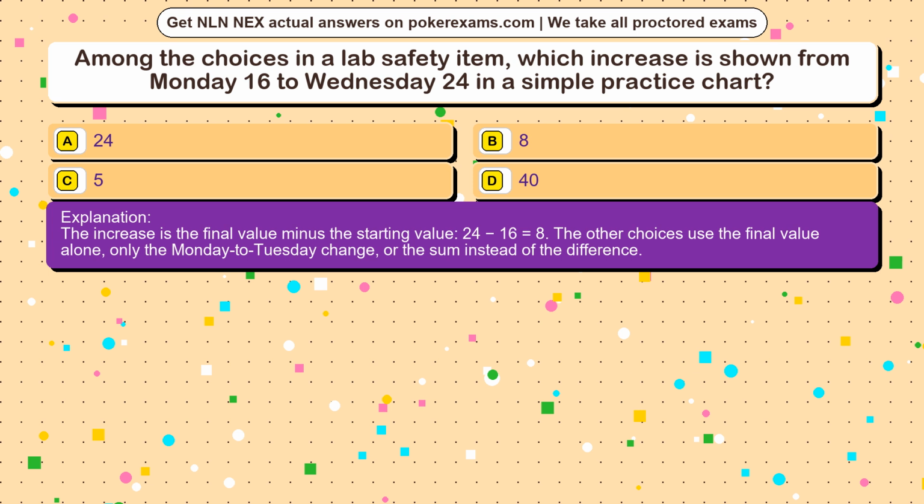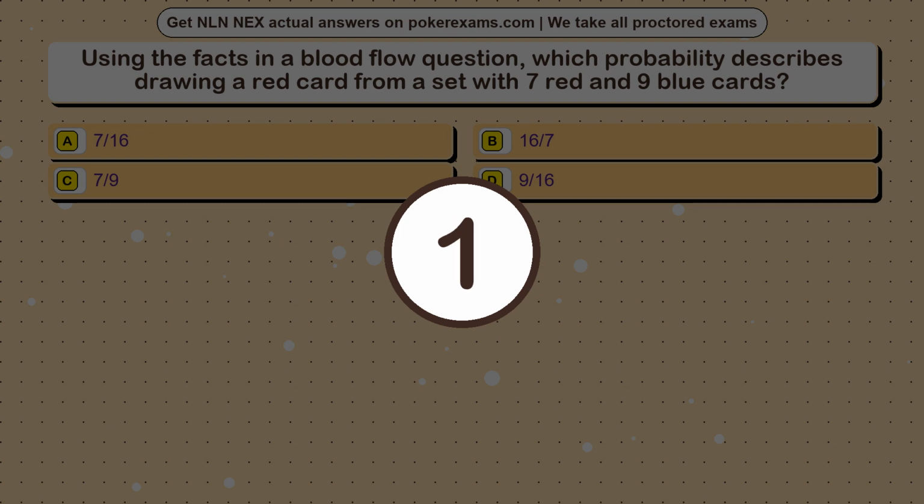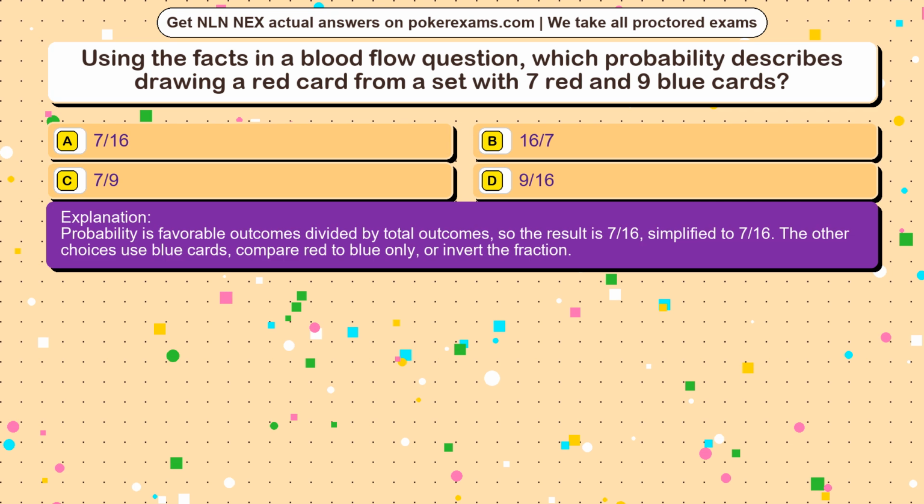Question 16. Using the facts in a blood flow question, which probability describes drawing a red card from a set with 7 red and 9 blue cards? Option A, 7/16. Option B, 16/7. Option C, 7/9. Option D, 9/16. The correct answer is option. Probability is favorable outcomes divided by total outcomes, so the result is 7/16, simplified to 7/16. The other choices use blue cards, compare red to blue only, or invert the fraction.